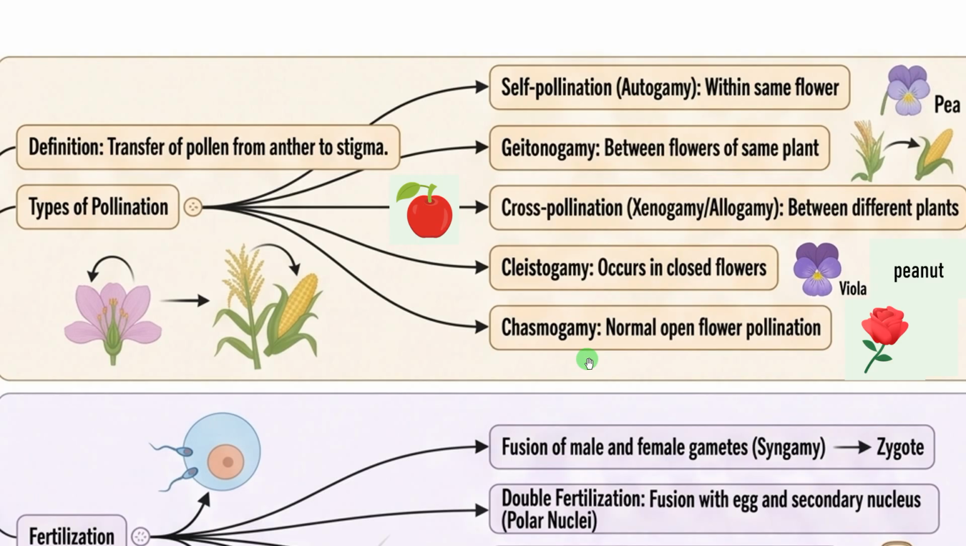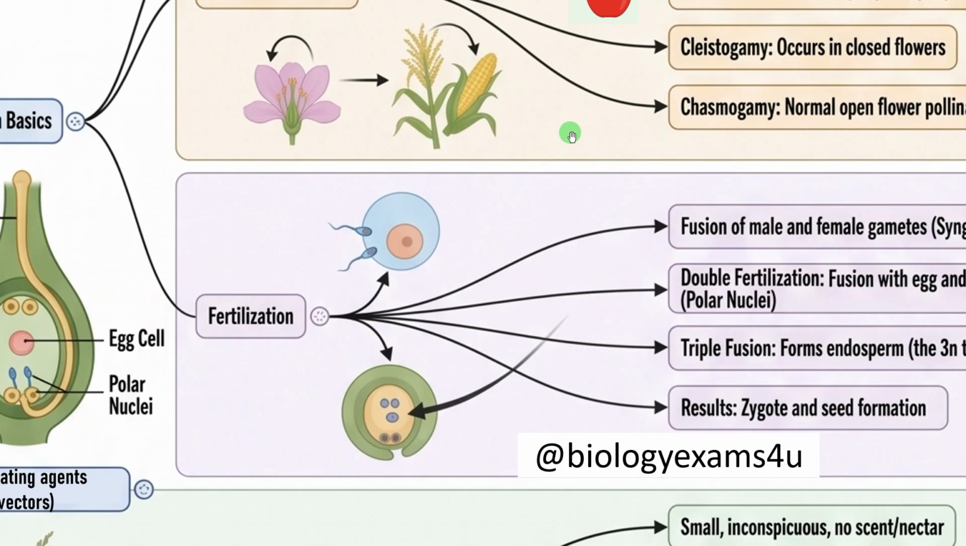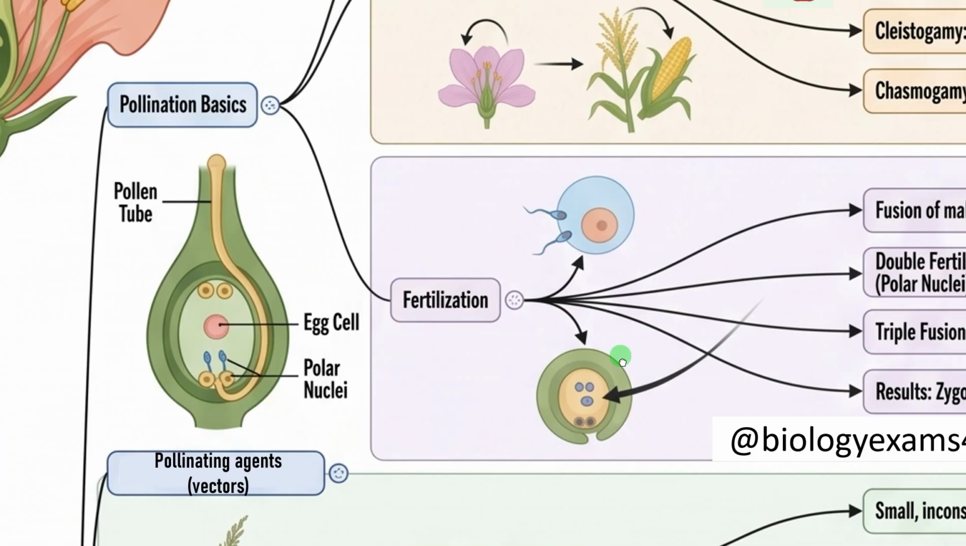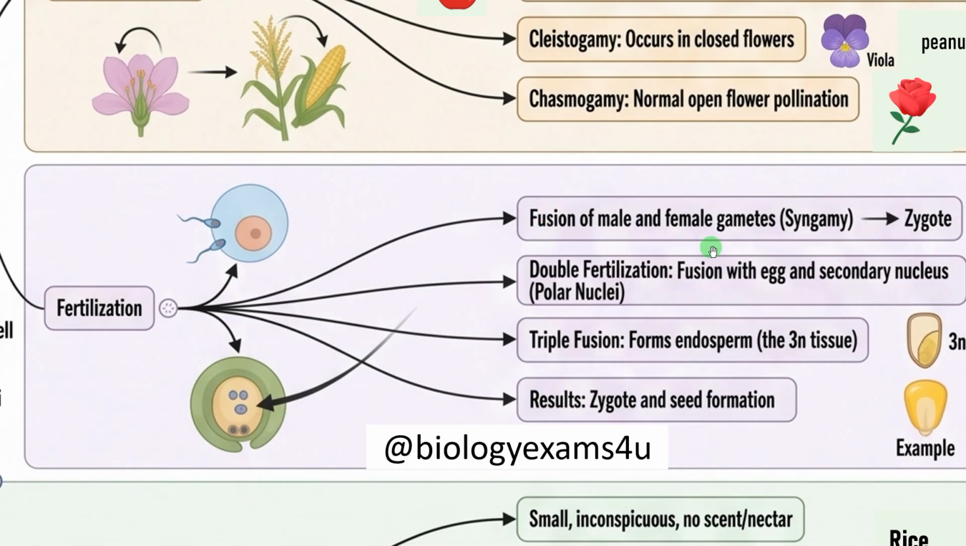So this is about the types of pollination. Now what happens after pollination? Pollination is the transfer of pollen grains from the anther to the stigmatic surface. Once it reaches the stigmatic surface, it germinates by forming a pollen tube, and there are two male gametes. One of the male gametes fuses with the female gamete. It is called fusion or syngamy, forming the zygote.